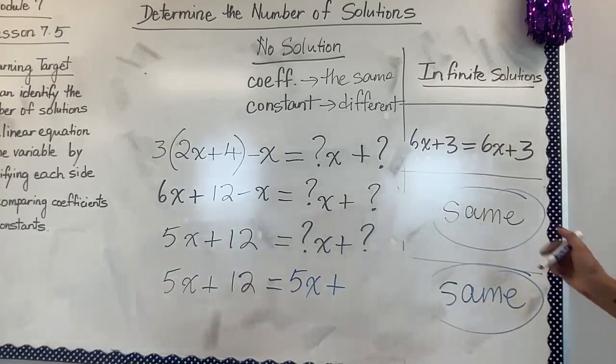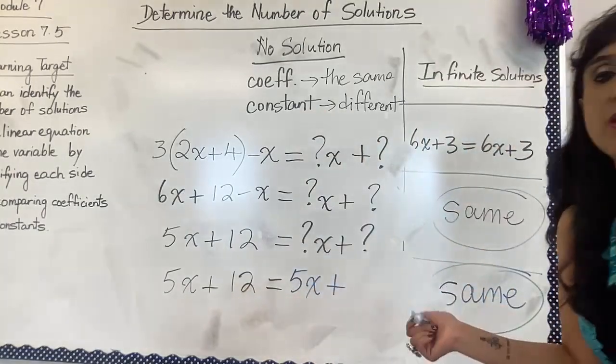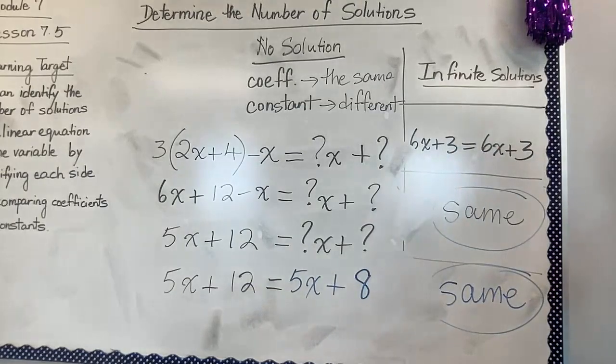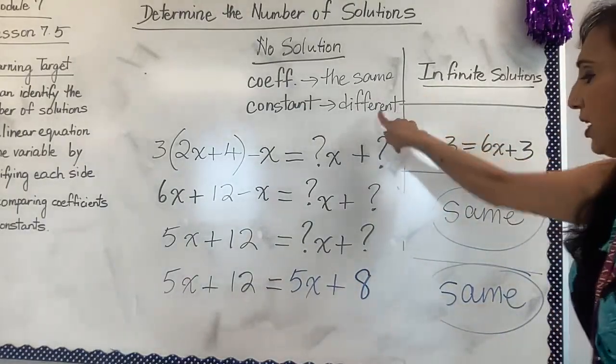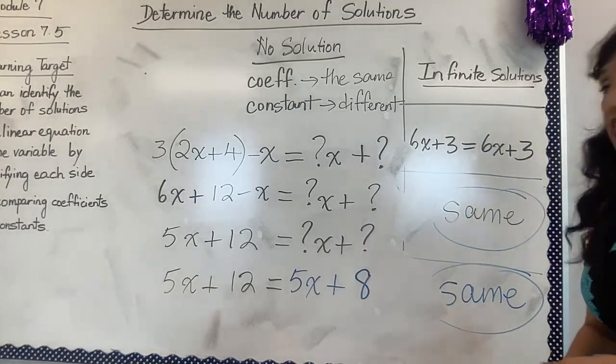So if I put a different constant, this is 12, let me put a different one, let's say plus 8. So now you can see that I have the same coefficient but a different constant. Therefore, this equation is not going to have any solution, since they have the same coefficient and different constants.